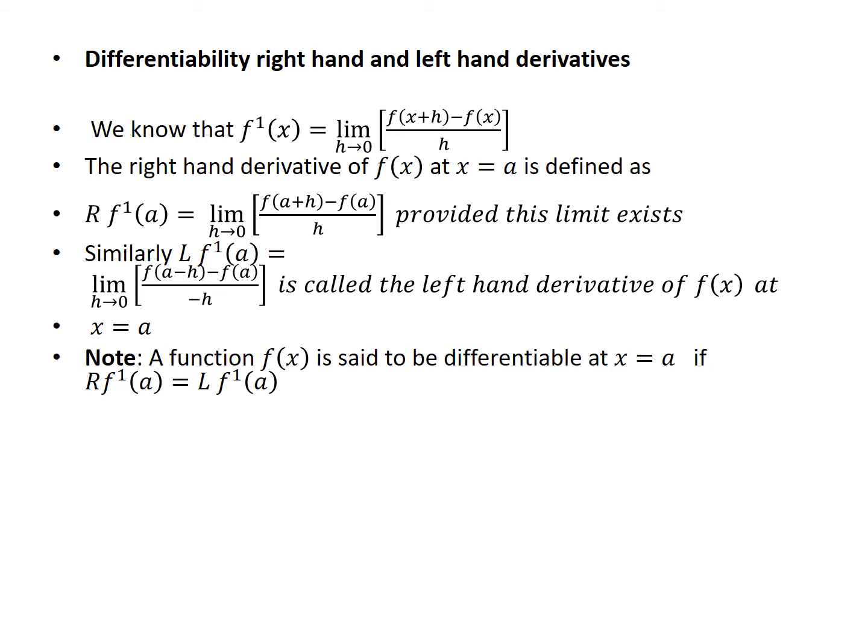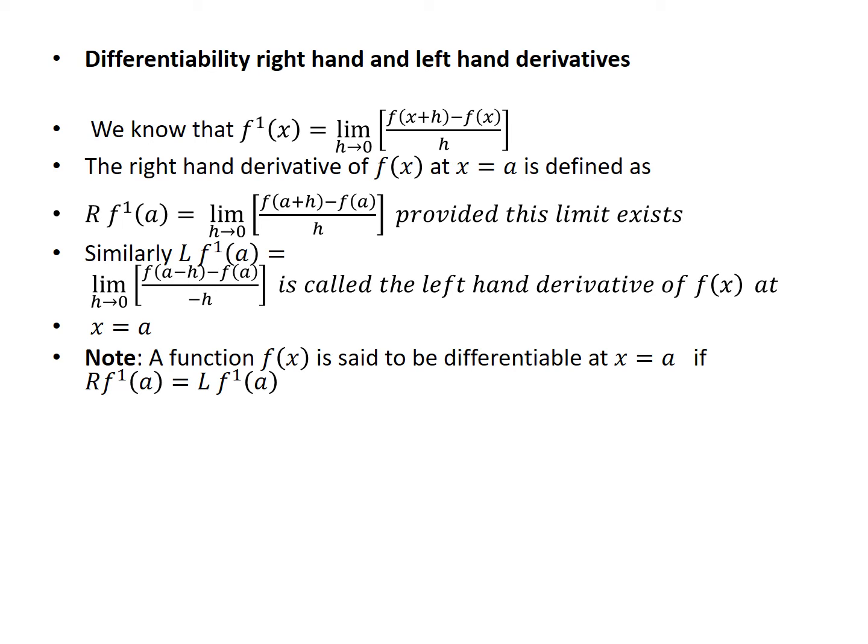So the right hand derivative means R of f dash of a equal to limit of h tends to 0 of f of a plus h minus f of a divided by h, and the left hand derivative is defined as L of f dash of a equal to limit h tends to 0 of f of a minus h minus f of a divided by minus h.